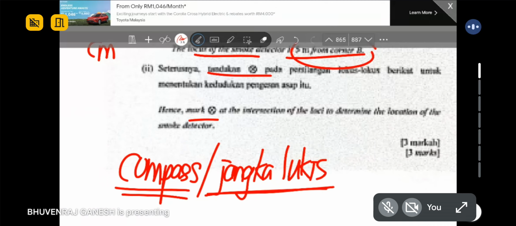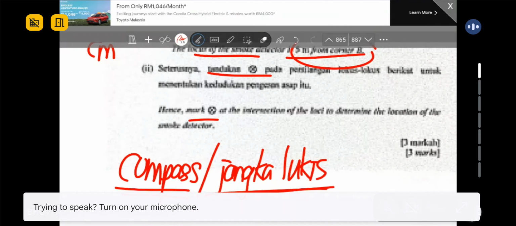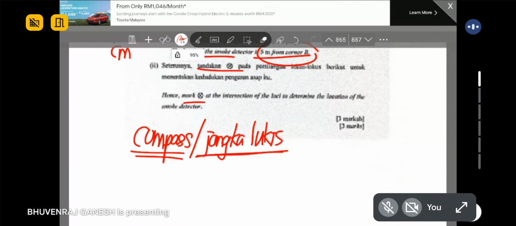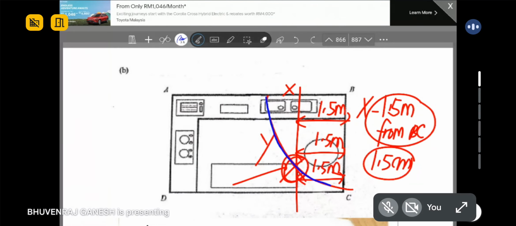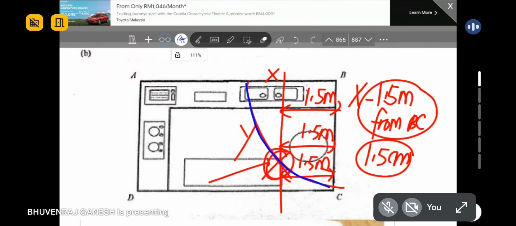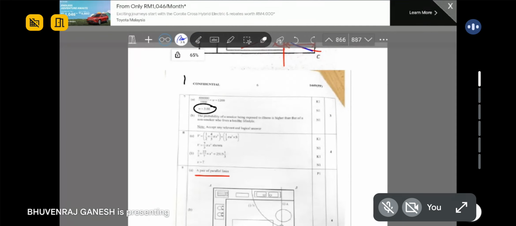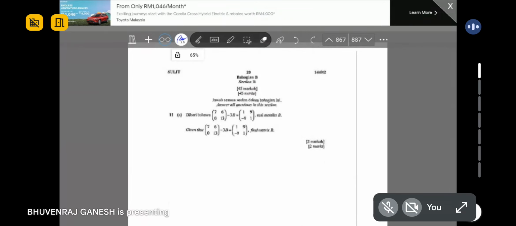Lepas tu kamu akan lukis bulatan. Okay, you will draw a circle using the compass. So make sure kamu bawa yang tu. All these things right guys. You see the arc? Cuba nampak lengkok ni. You guys need to draw using compass. Kena guna alat yang tu. Then only accurate. Okay? Understand? No problem? Okay, so next one.